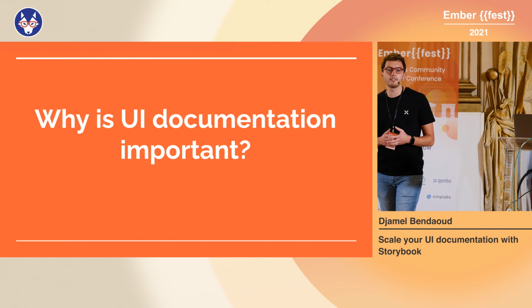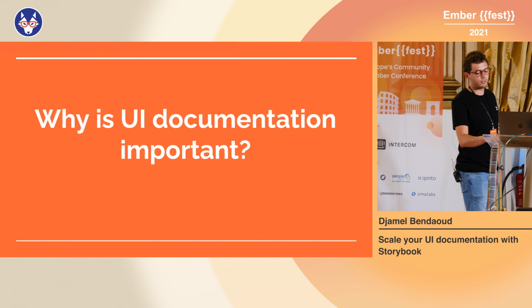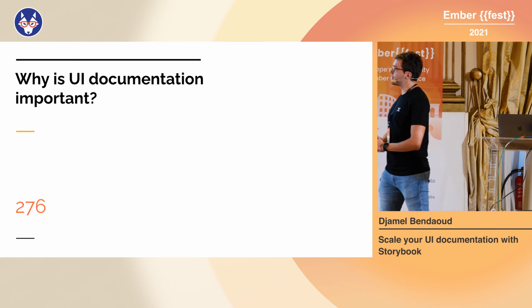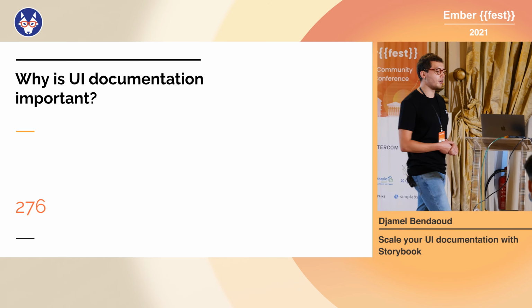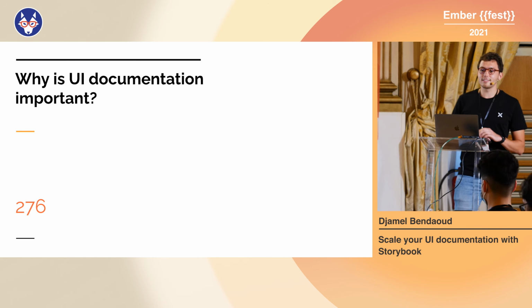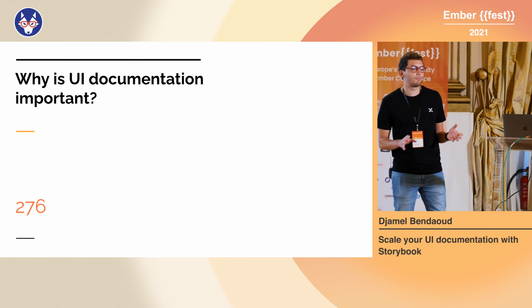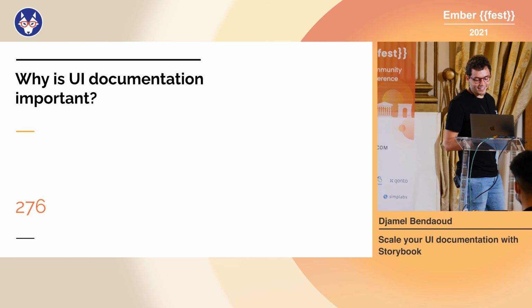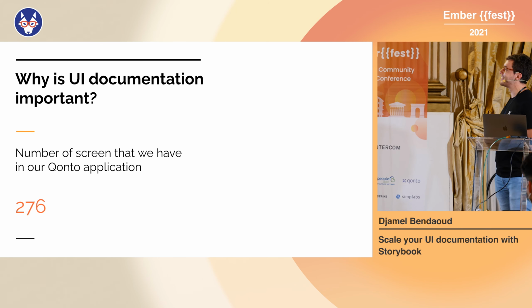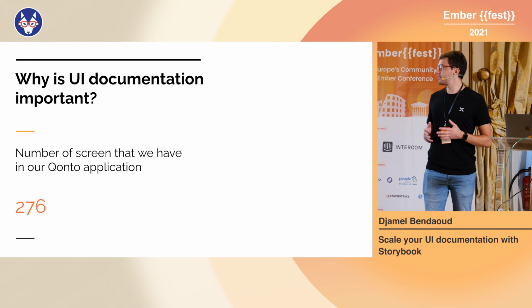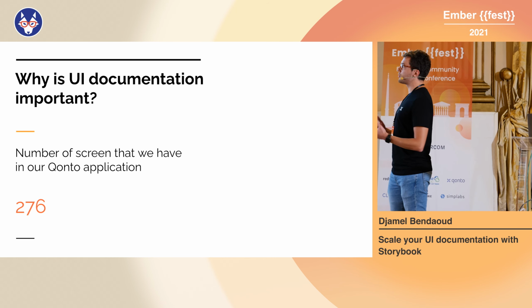So first, let's define why UI documentation is important. Let's start with a random number, 276. That's not the number of countries in the world. That's not the number of people in this room. That's the number of screens that we have in our Qonto application. So 276 screens, it's a lot. It's a lot to maintain.